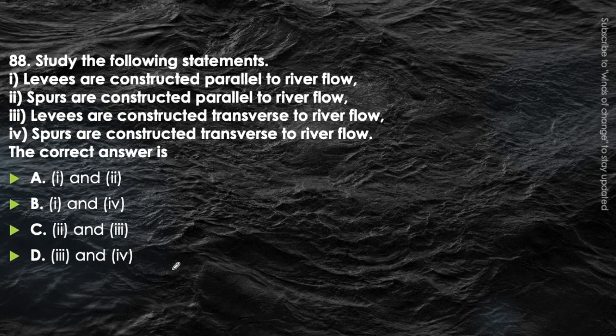Think about it. One is constructed parallel to the river flow and other is constructed perpendicular to the river flow. Can you recall it? Spurs or the groins we have already discussed. Usually spurs are provided as transverse direction, that is at 90 degree to the river flow, and the levees are constructed parallel to the river flow. So option B will be the correct answer, that is first and fourth. First, that is the levees constructed parallel to the river flow and spurs are constructed transverse to the river flow.